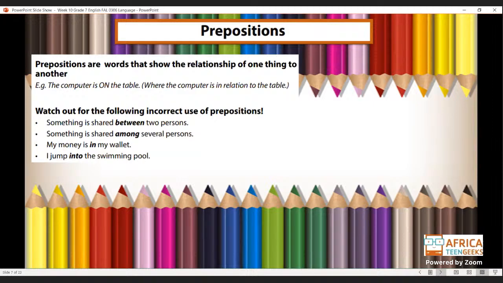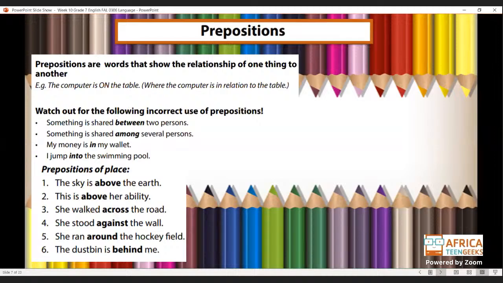The second one where we sometimes make mistakes is in. My money is in my wallet. I jump into the swimming pool. You can't say in there. Into goes with your action. You're jumping: I jump into the pool. So you're going into something, whereas in is the place of something. So money is in my wallet. That's its place. For a jumping action, I jump into the swimming pool. Your money can't go by itself into your wallet, but you can jump yourself into the swimming pool. So remember, when we use those two words, you also see that it makes sense.